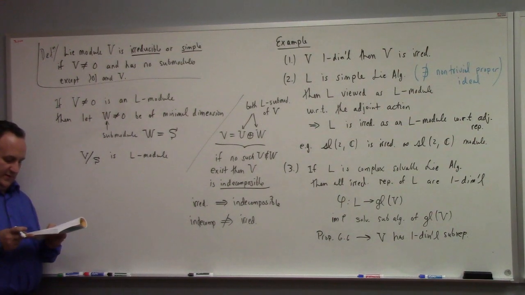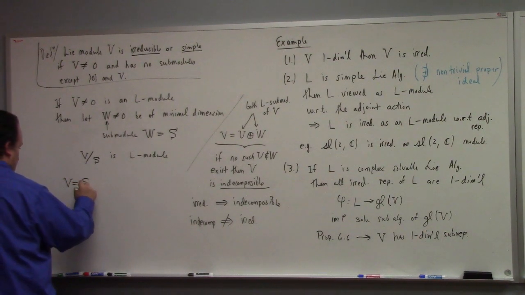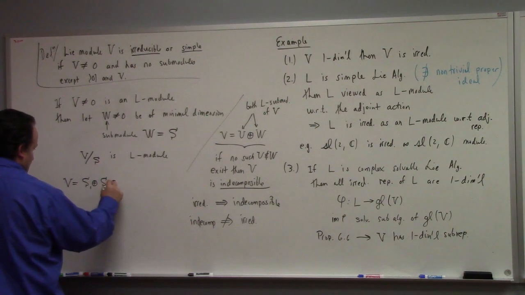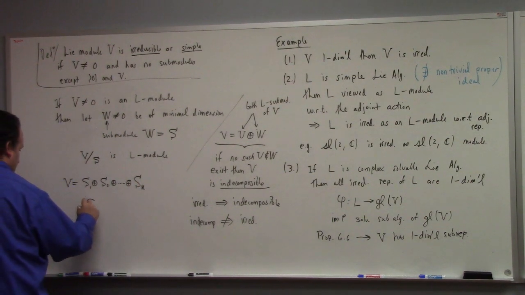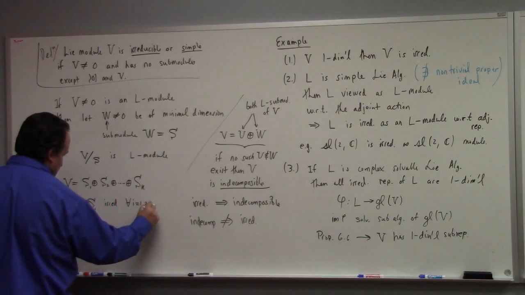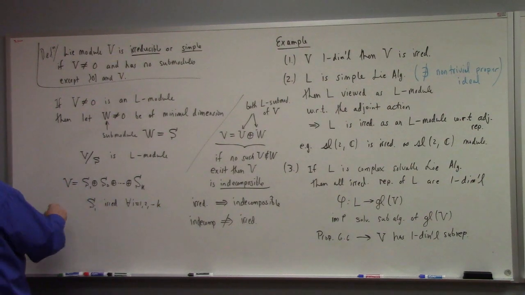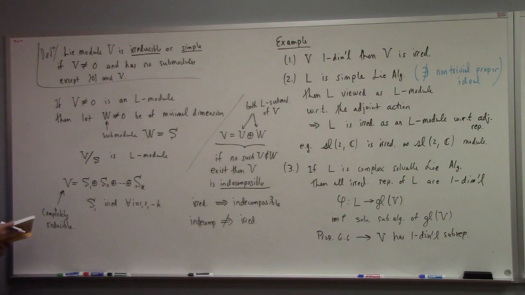He says the L module V is completely reducible if it can be written as the direct sum of irreducible modules. So if you have V is equal to S1 direct sum S2 direct sum ... direct sum Sk, where S sub i is irreducible for all i equals 1, 2, ..., k, then this is said to be completely reducible.